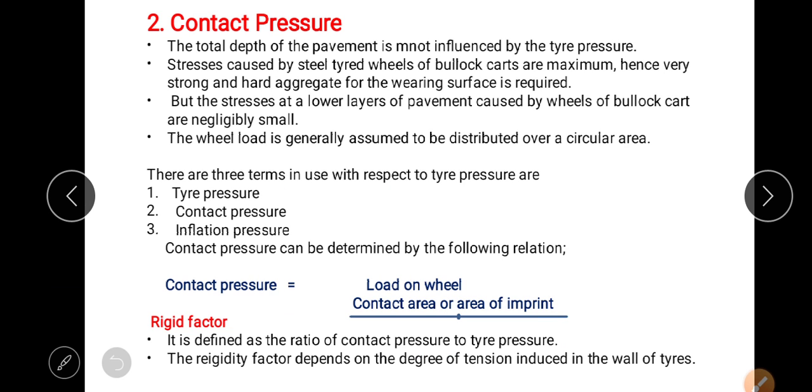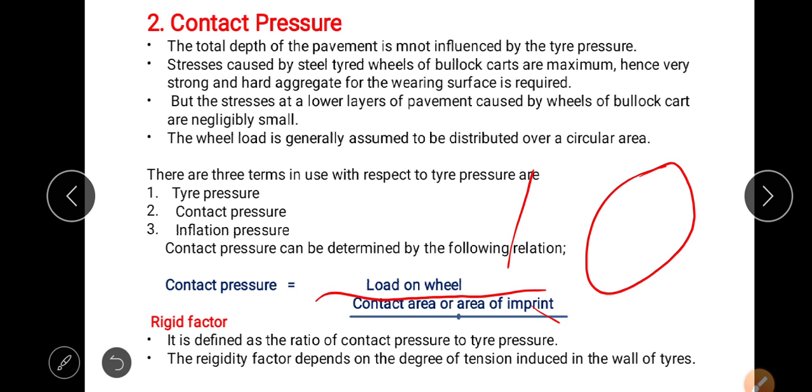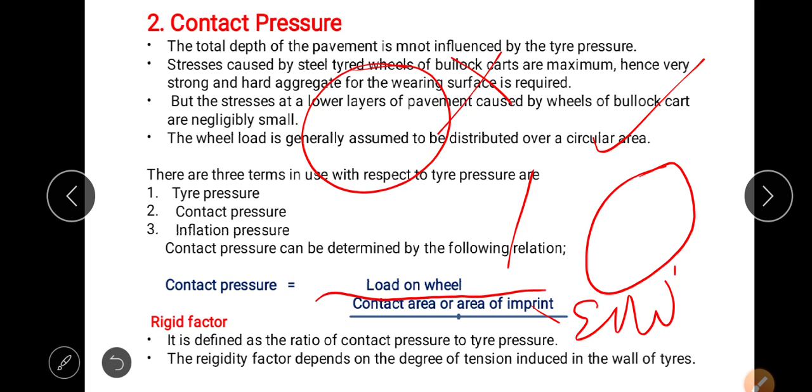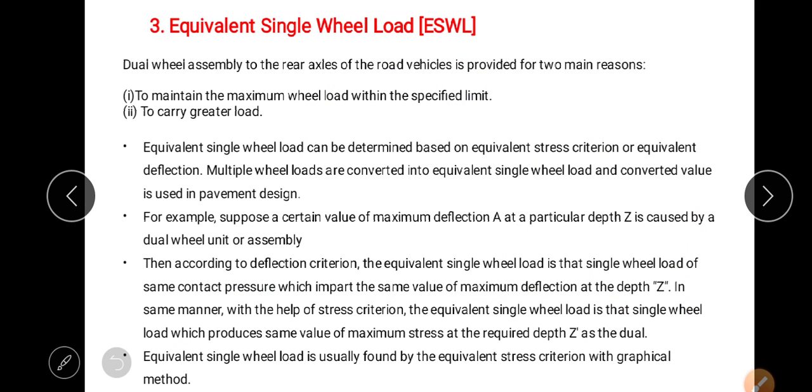Contact pressure, this also you have seen, is nothing but the ratio of load on the wheel divided by the contact area, or area of imprint. The imprint is usually considered elliptical instead of circular. Elliptical shape is considered. Okay, these are all we have completed.